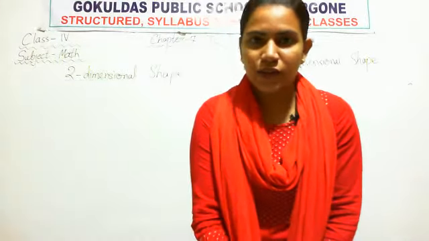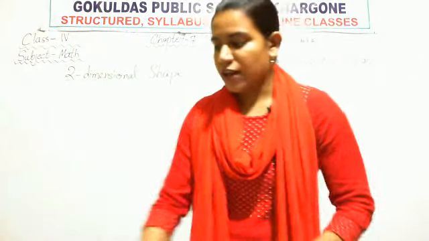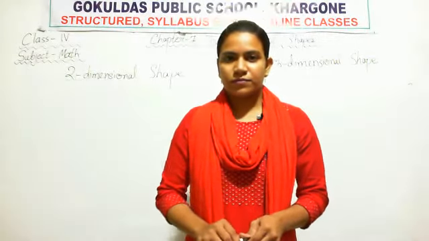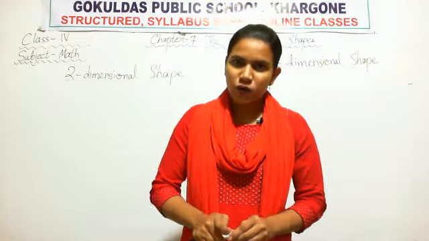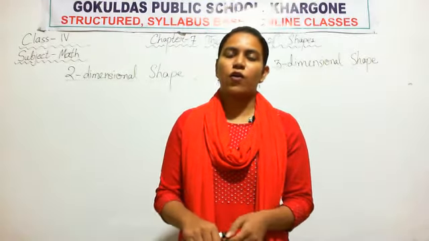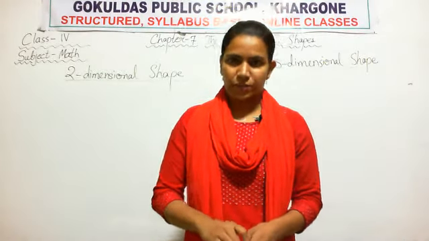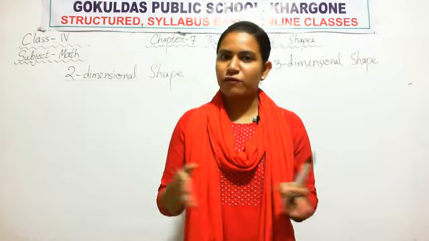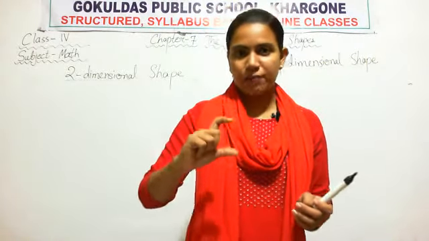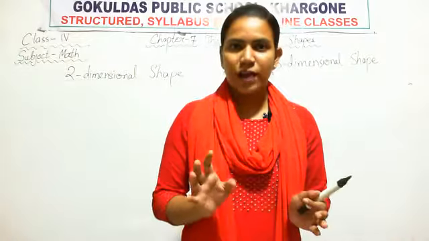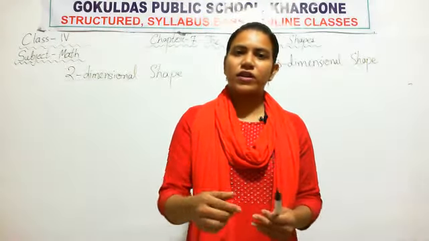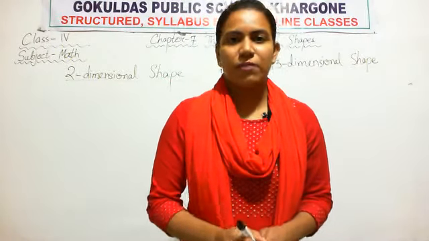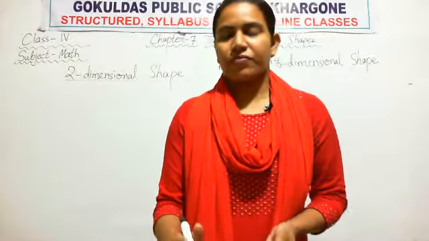Actually it is hard to give an example for two-dimensional. You have seen your shadow. Your shadow is an example of a two-dimensional shape. It has only height and width. No depth it has. Your shadow has no depth, which means your shadow is a two-dimensional shape. It is a flat shape.